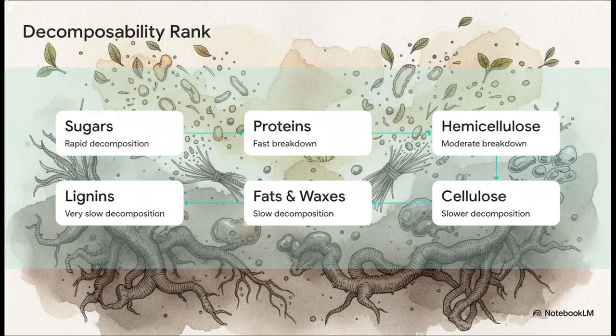So once these residues hit the soil, they definitely don't just break down at random. There's a really strict hierarchy to it. Right at the top, sugars, starches, and simple proteins decompose super rapidly. But as you move down the list, through hemicelluloses, cellulose, and fats, the process slows way down. And finally, sitting right at the very bottom, we have lignins, which have a highly slow decomposition rate.